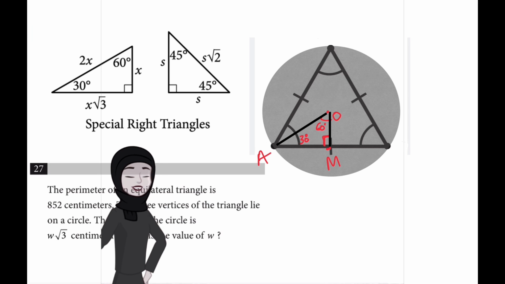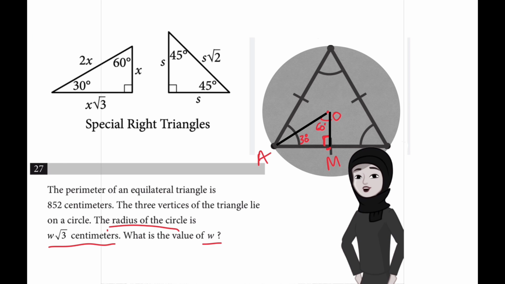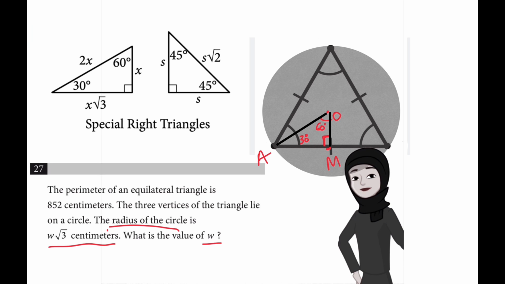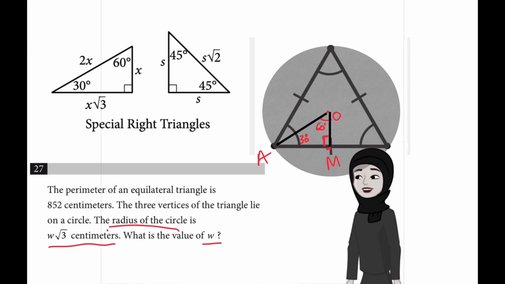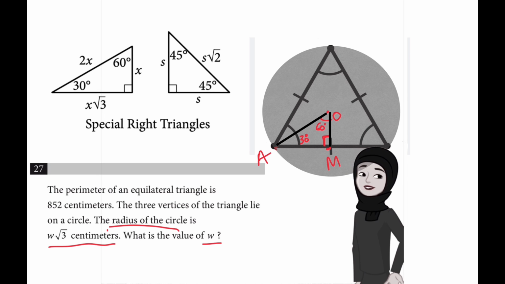Now we will form a right triangle AMO, where M is the midpoint of one of the triangle sides, because we are trying to find the radius, and from that we have to give the value of w. They are saying that the radius is w root 3, but they need the value of w. So we can form a right triangle AMO in such a way that one of its sides is the radius. Here, M is the midpoint of one of the triangle sides, A is one of the side's endpoints, and O is the center of the circle.